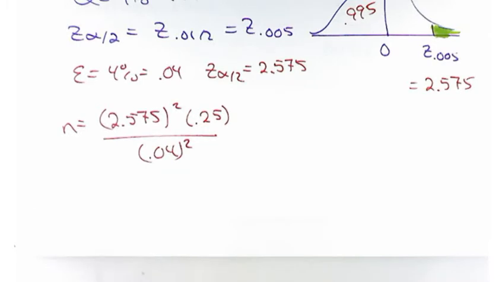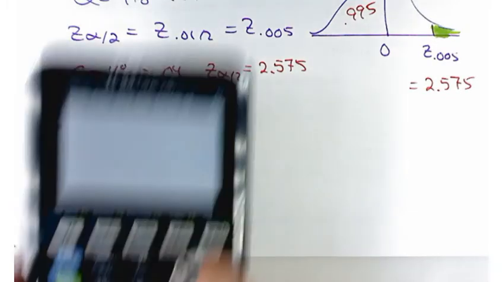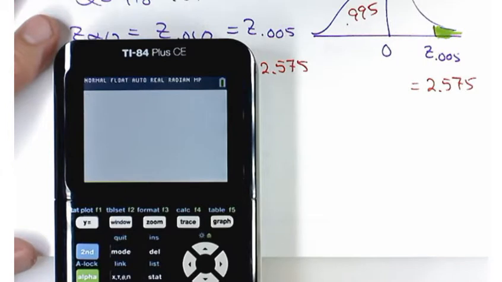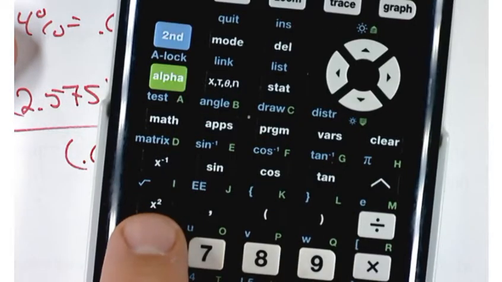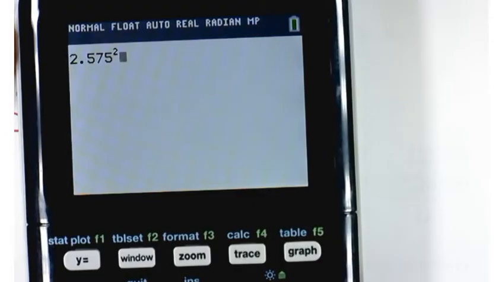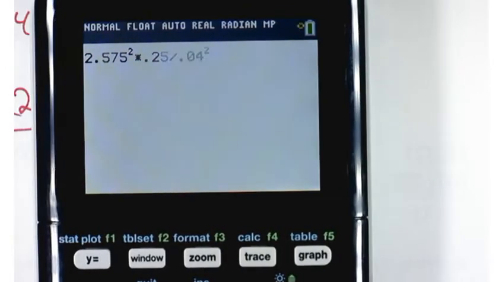Let's put that into our calculators. 2.575. Hit the squared key on the left-hand side, the x squared key, times 0.25 divided by 0.04, and then again hit the squared key.